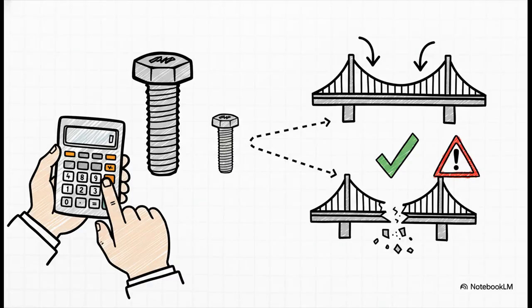So what's the bottom line here? It means choosing a fastener isn't a guess, it's a calculation. An engineer has to match the screw's size and its material to the forces it's going to face. And if you get that calculation wrong, well, things can fail, sometimes catastrophically.